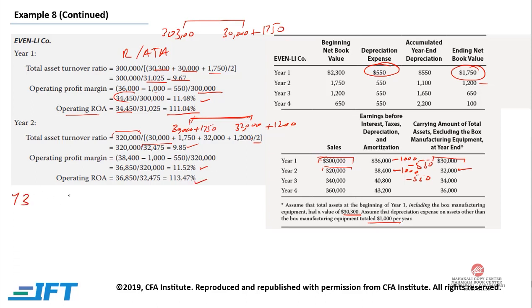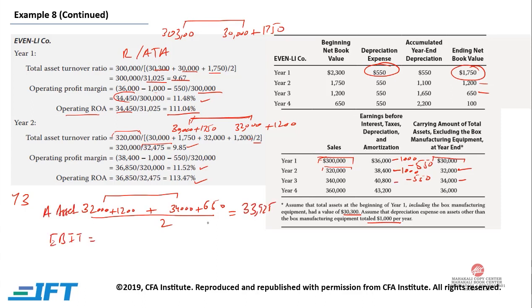Now they haven't calculated for year 3, so let's calculate for year 3. First we calculate the assets. At the end of the second year it is 32,000 plus 1,200, and over here it would be 34,000 plus 650, that is the ending value. So average total assets would be 32,000 plus 1,200 plus 34,000 plus 650 divided by 2, which is 33,925. That is your average assets.